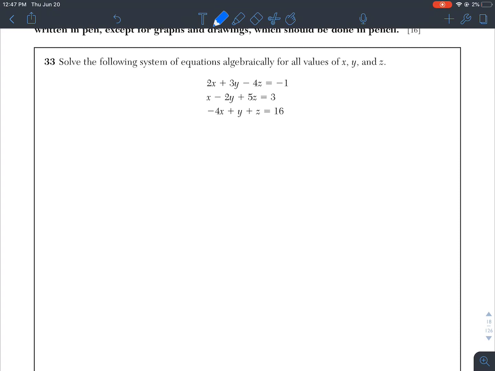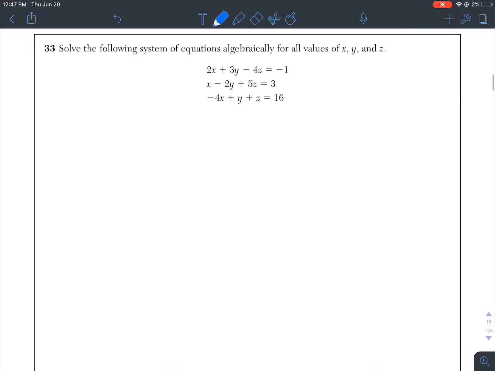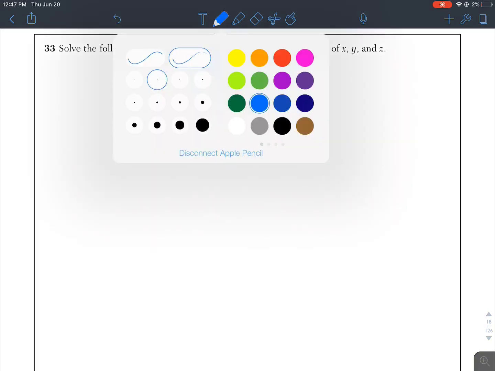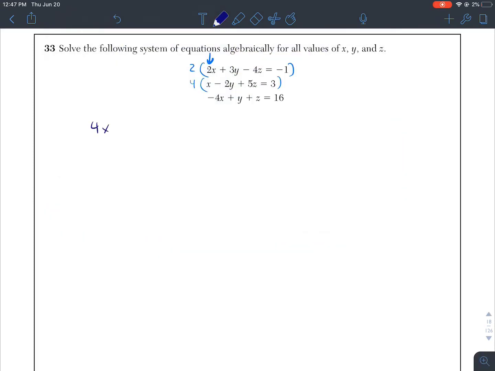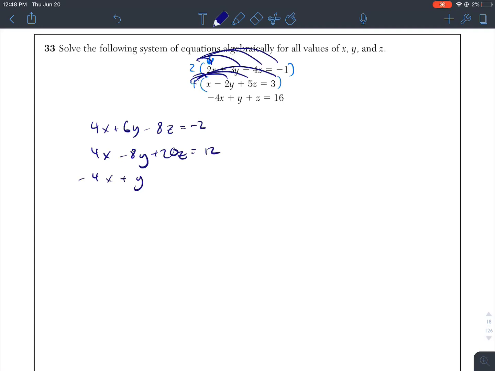Solve the following system of equations algebraically for all values of x and y. So this one we're going to solve using the elimination method, where we have to get one column to match. It looks the easiest column to match would be the x's. So we'll multiply by 2 here, by 4 here, and we'll leave this one the same. Putting everything together, that will give us 4x plus 6y minus 8z equals negative 2. For the next one, 4x minus 8y plus 20z equals 12. And the last one stays the same.